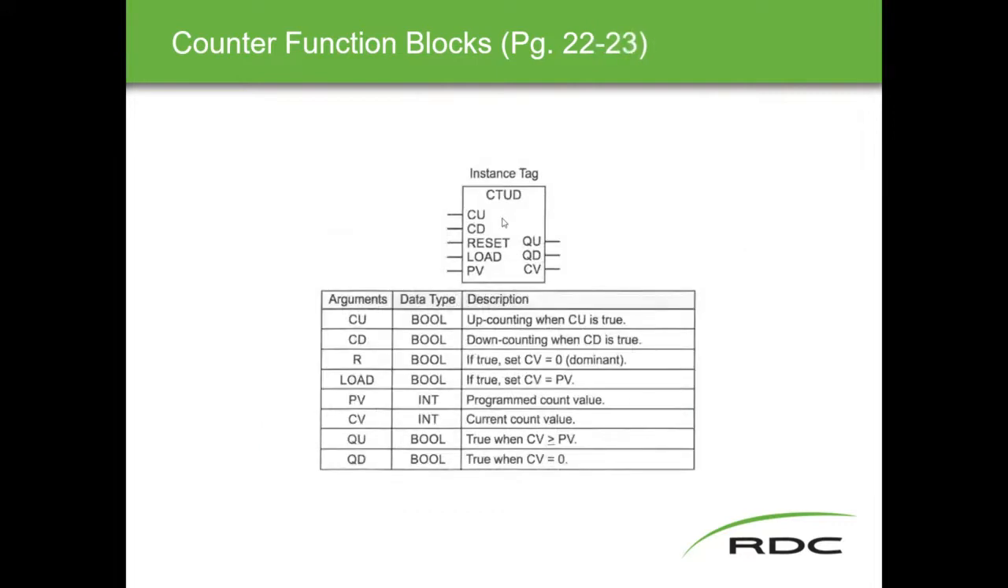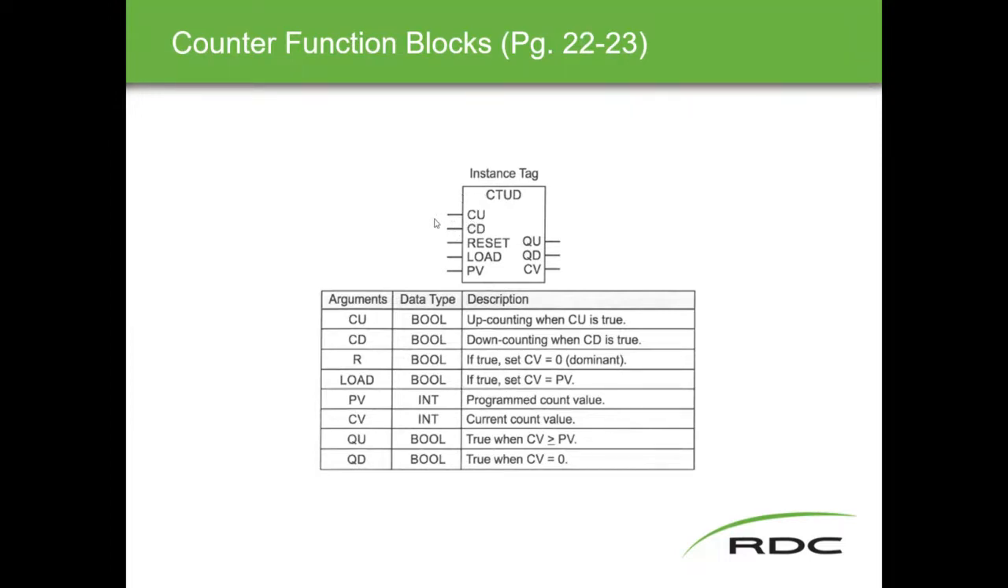Okay, so here's the counter up-down block. Again, different manufacturers, different things, different number of parameters here. So here's an input for counting up. Here's an input for counting down. So one block does both. You could have an up block or a down block, or an up function and a down function. I think we have that in ladder. Here they're combined. So depending on the manufacturer, you'll get different options.